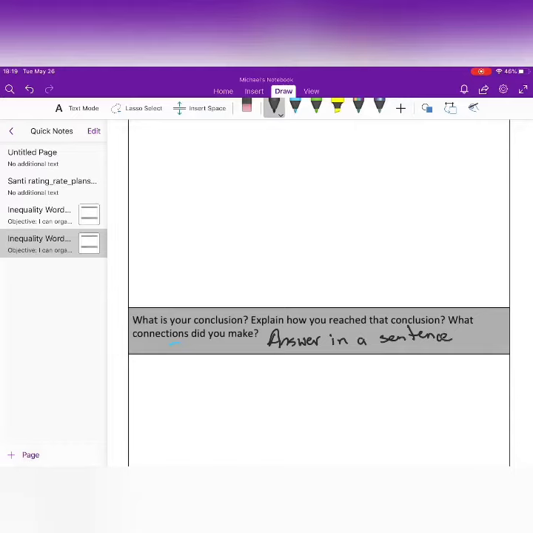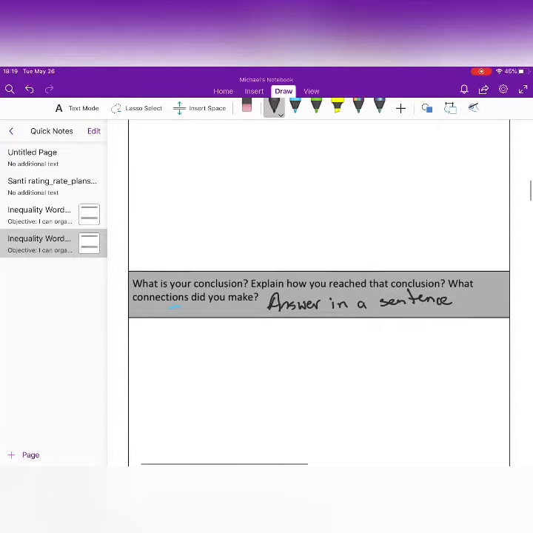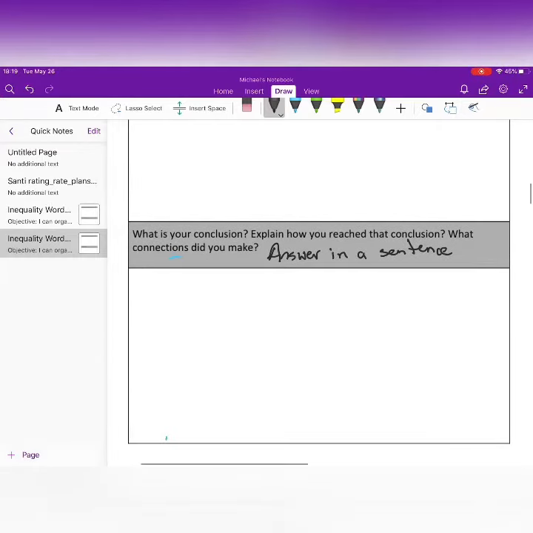And then try to connect it to something else. What other problems have you seen that are similar to this one? What does it make you think of? What do you want to know more about? Any connection that you can make goes in this area. Okay, so that's your task for today.